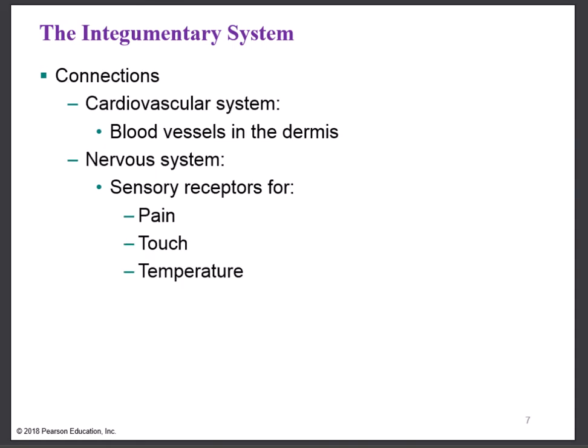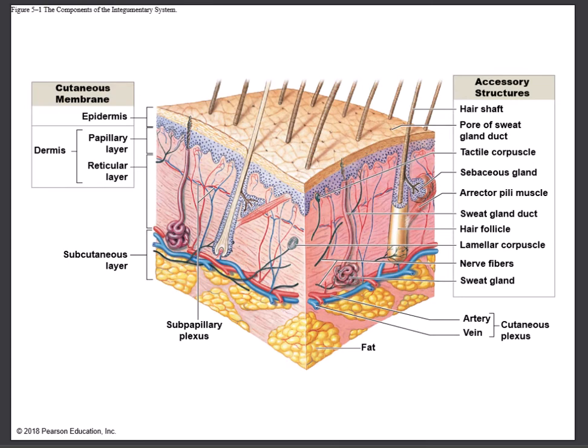Our integumentary system has very important connections to other systems in the body. The two important systems that the integument is connected to are the cardiovascular system. We're going to see that we have numerous blood vessels in the dermis. If you take a look over here in the dermis, you can see these big blue veins here and this big red blood vessel here. That's the artery. They're in the lower part of the dermis here.